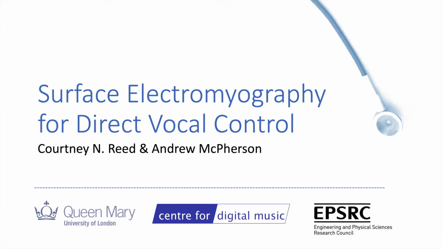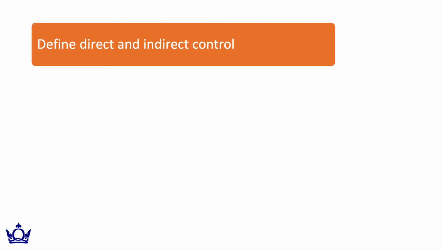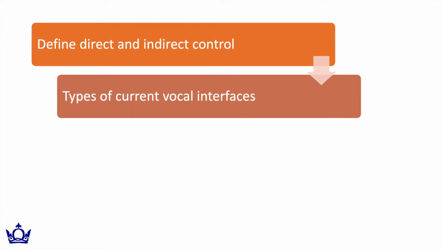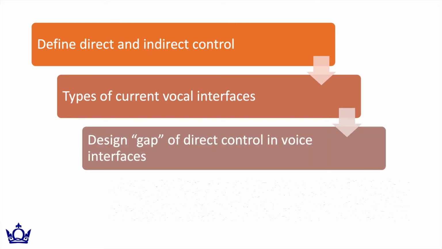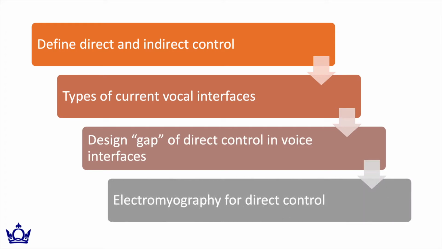Our paper discusses the application of surface electromyography for direct interfacing with the muscular vocal mechanism, and verifies this as a way of detecting vocalized and imagined singing. This presentation will begin by defining direct and indirect control, look at current work in vocal interfaces. Then we'll introduce a way to address the current design gap in voice controllers with electromyography.